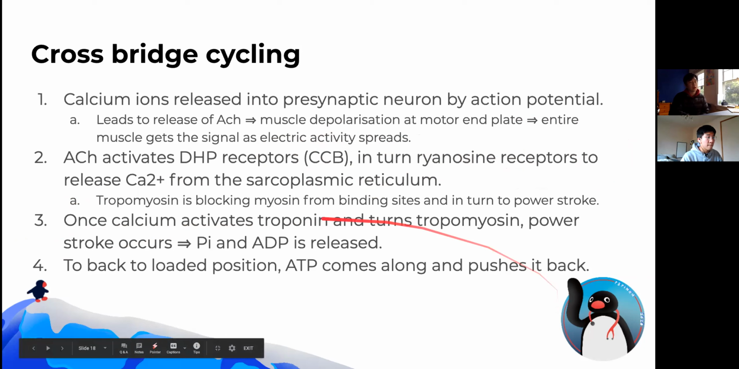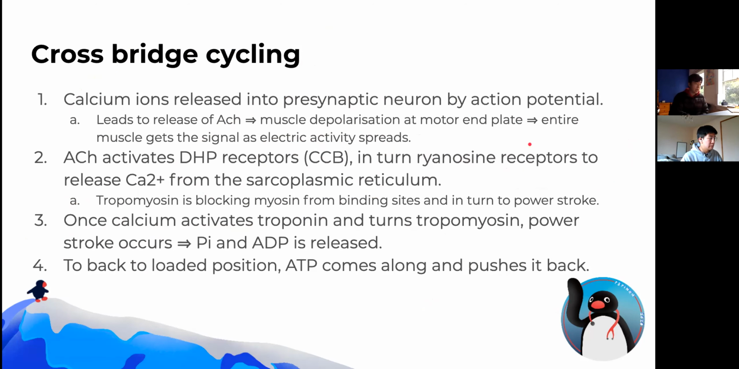I've gone through this a few times, and I think it's important to hammer in the idea of how calcium plays a role alongside the action potential and the DHP and ryanodine receptors.